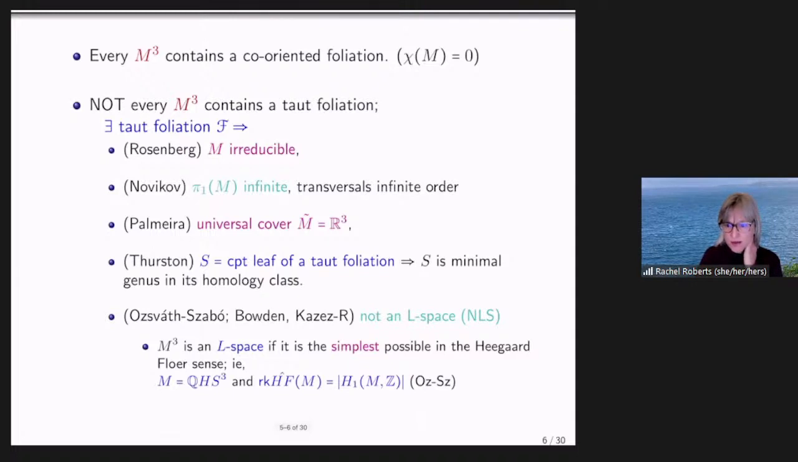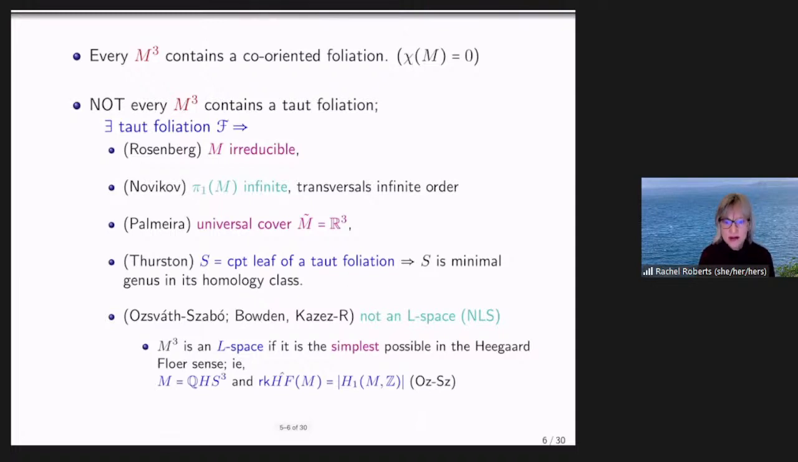And now I'm going to much too quickly introduce the idea of an L space, which was given by Ozsváth and Szabó in the context of their Heegaard Floer theory, and also by Kronheimer and Mrowka in monopole Floer homology. It's an L space if it's the simplest possible in the Heegaard Floer sense.